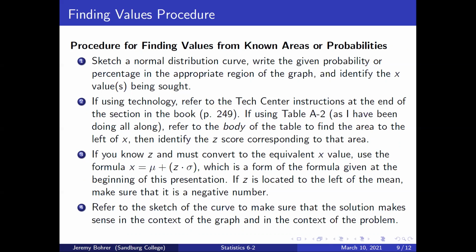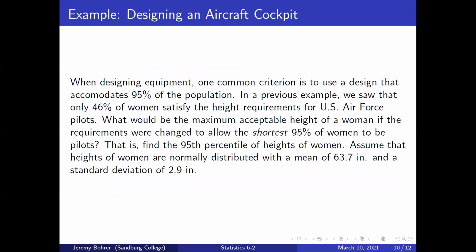If you know z and must convert to the equivalent x value, use the formula x equals mu plus z times sigma, which is a form of the formula given at the beginning of this presentation. If z is located to the left of the mean, make sure that it is a negative number. Refer to the sketch of the curve to make sure that the solution makes sense in the context of the graph and in the context of the problem.